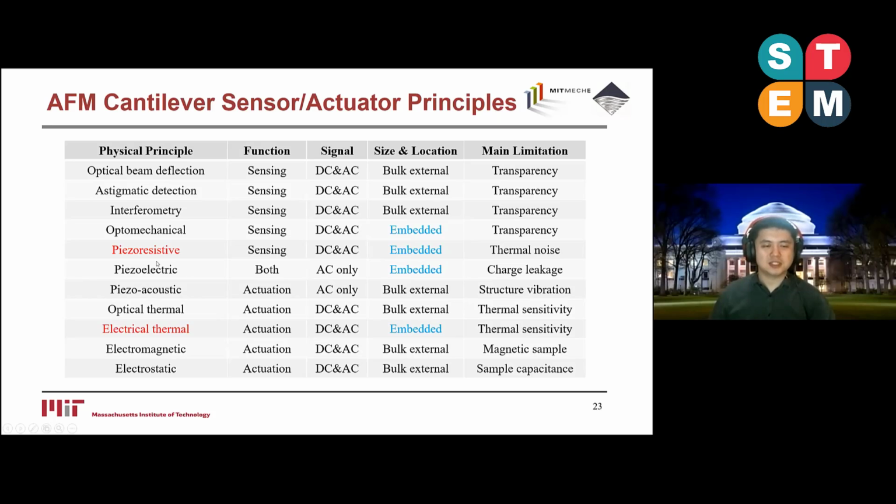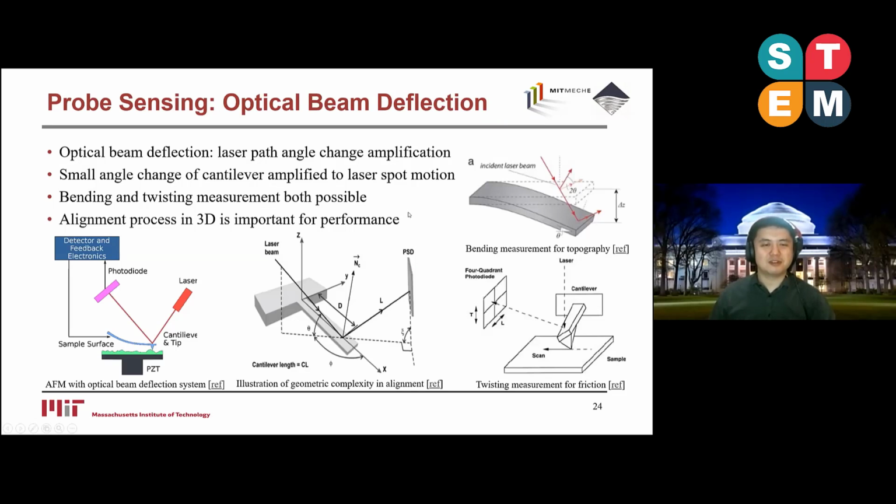The one we use is this color in red, the piezoresistive, as well as electrothermal for actuation and sensing. And they are both embedded as labeled in blue here. But we have also more blue examples, and also the size and location can be different for non-embedded ones. Here are just some very high-level examples.